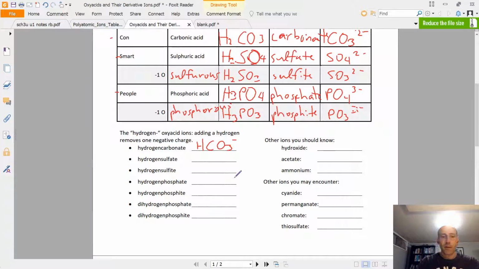Incidentally, for these guys here, the common name, not the IUPAC name, but the common name replaces hydrogen with bi. Right? So this will often be called the bicarbonate ion. And if you look at the ingredients on your baking soda, it'll say it's made of sodium bicarbonate. Same with this, it's called bisulfate or bisulfite.